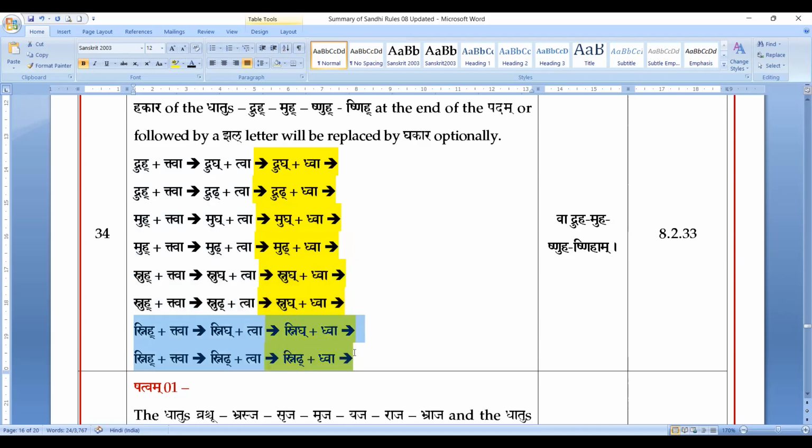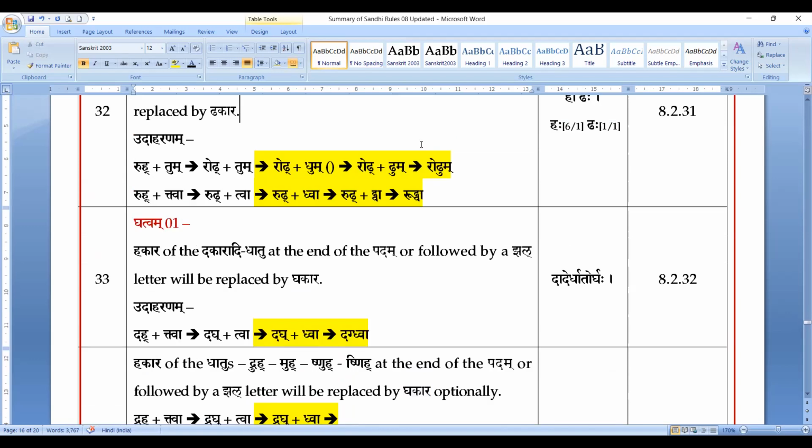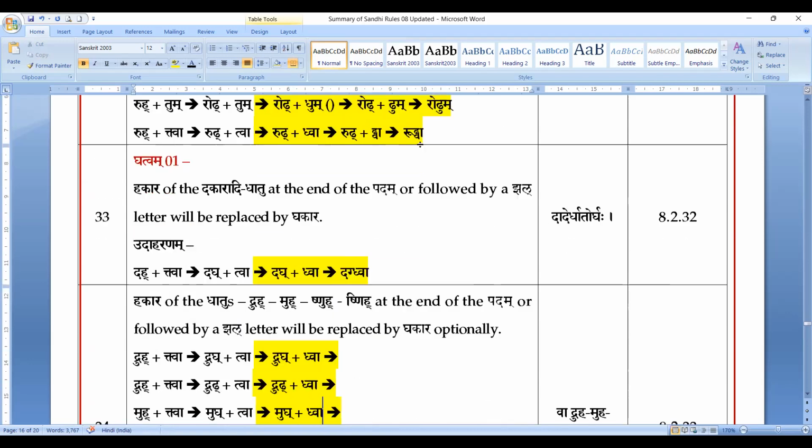Only for these 4 dhatus, optional gakara adesha. When we say optional, therefore dakara adesha comes. Dakara adesha is utsarga, datvam. Dattavidi is utsarga, for which the apavada is gatva. Even though hakara, the dhatu is dakaradi. Therefore, the apavada to datvam is gakara. Optionality to gatvam is back to dakara. Is it clear?